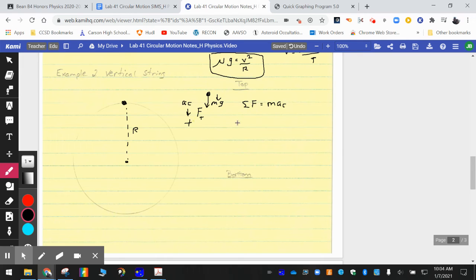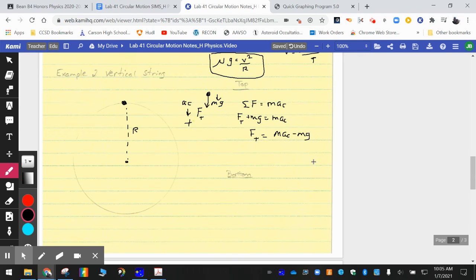So the sum of the forces, we have a force of tension plus mg equals m a_c. So the force of tension is going to be m a_c minus mg. So we have a subtractive effect there, a subtractive effect. All right, everyone's good so far?